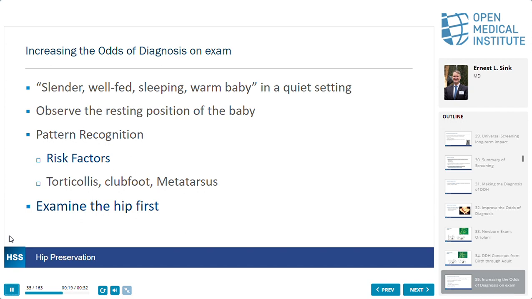You look at risk factors, those with torticollis, club feet, or metatarsus adductus. Those are high because they're packing disorders, so they imagine the hip didn't move as well. Okay, examine the hip first because that's before they start screaming, and that's where you can get the exam.